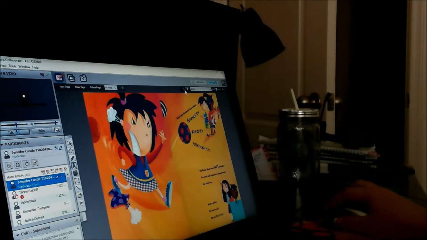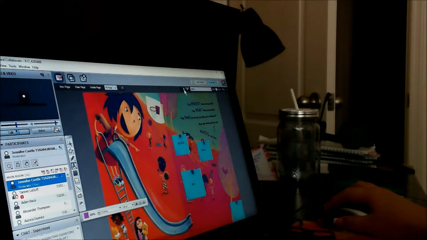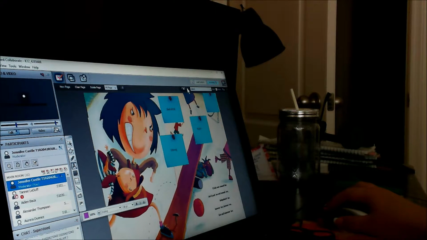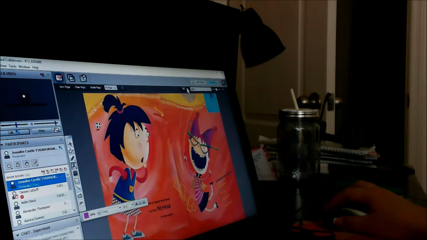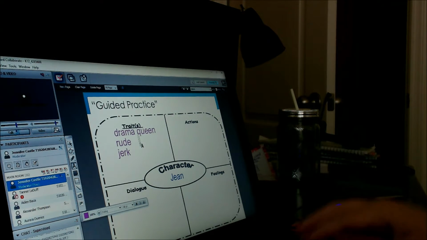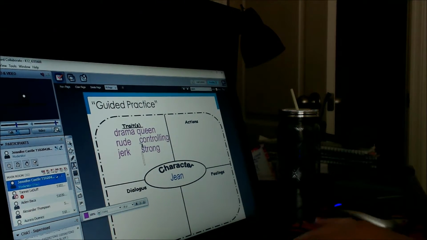Let's go back and check my other sticky notes. You kind of see why I did the sticky notes, because it helps us remember what we were talking about on that page. So we had controlling too. I need to add that. So controlling, strong, diabolical, somebody threw out there, angry. So controlling, I'm trying to remember them. Controlling, strong, diabolical.